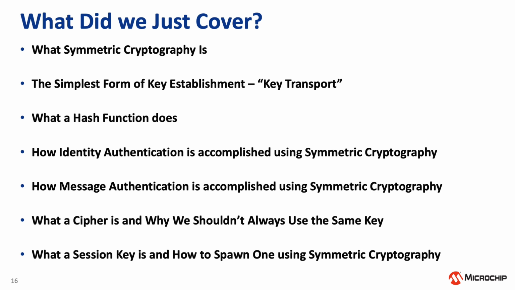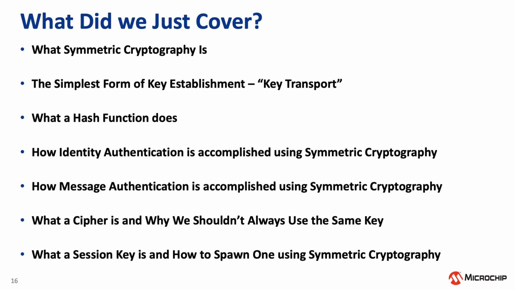So what did we just cover? We just covered what symmetric cryptography is. We covered the simplest form of key establishment, which is called key transport, where Alice simply gives the key to Bob. She just transports it to Bob. We went over what a hash function does, how identity authentication is accomplished with symmetric cryptography. Basically, the identity is established by Alice sharing the key only with Bob and nobody else on the planet. When Bob authenticates with Alice, she knows that it's Bob. That's how Bob's identity is established.